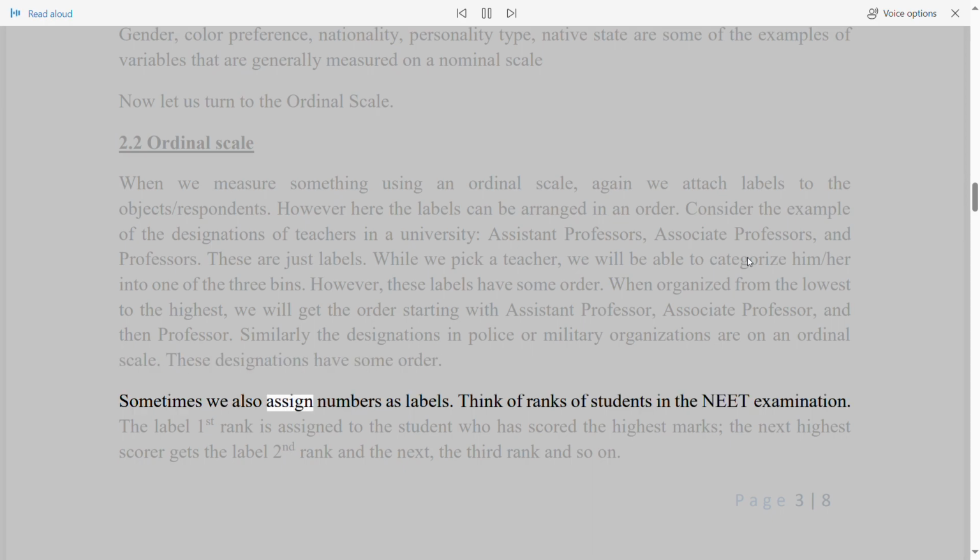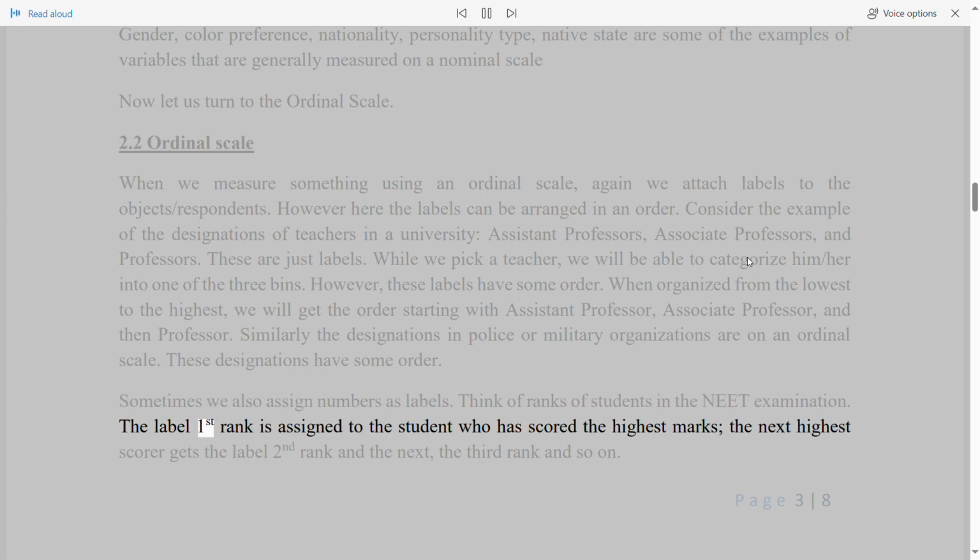Sometimes we also assign numbers as labels. Think of ranks of students in the NET examination. The label first rank is assigned to the student who has scored the highest marks, the next highest scorer gets the label second rank and the next, the third rank and so on.